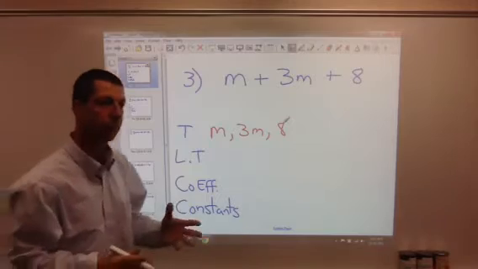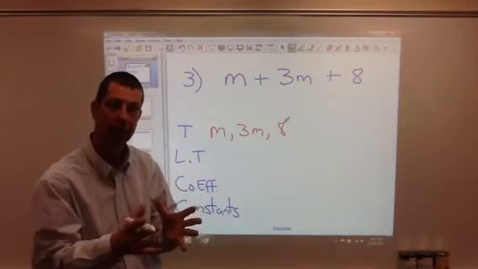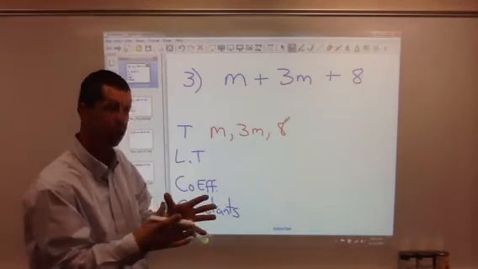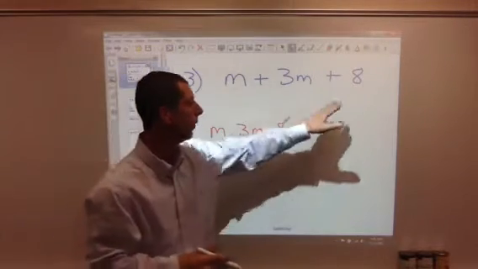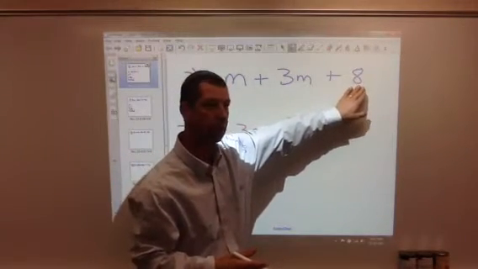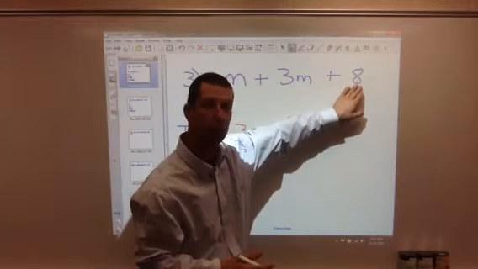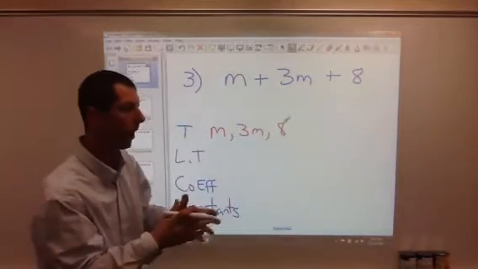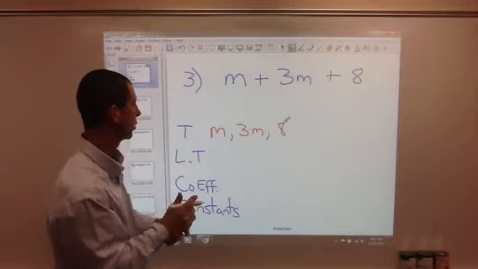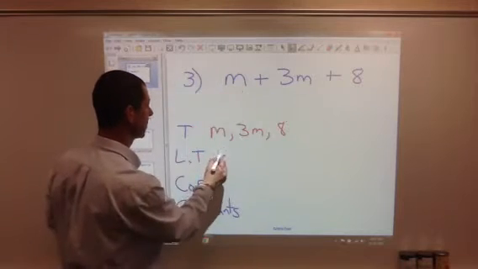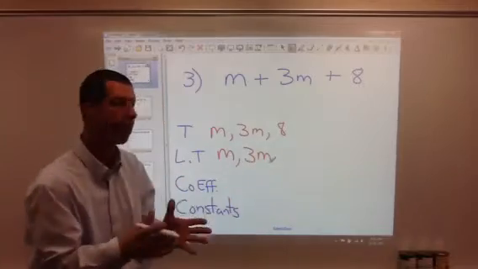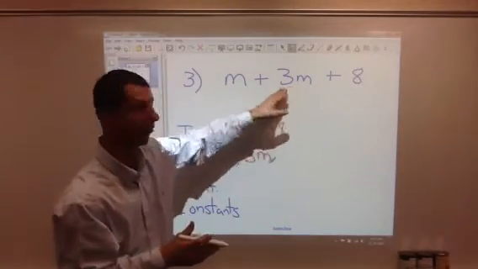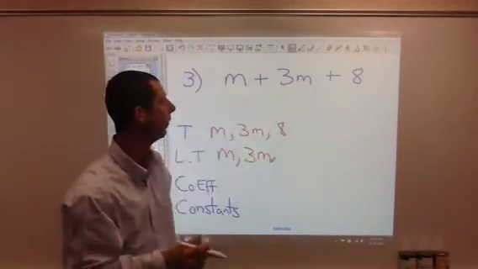Okay, like terms are the terms we can put together. So they're going to be terms that have the same variables, and they're going to be like constants. Like 8 is a constant, so if there was another integer, you could combine those. Those would be considered a like term as well. So m in this case and 3m are like terms. Those could be combined to make 4m in this case, because this is like 1m plus 3m, which would be 4m.